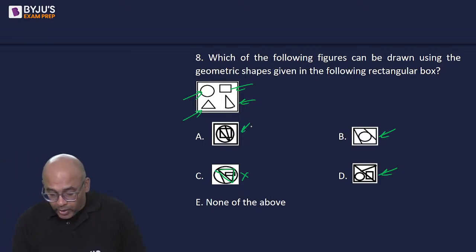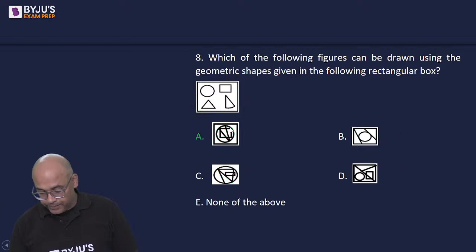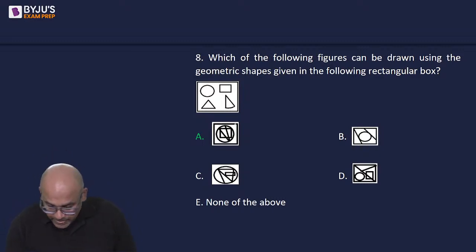So if you look at option A, you have a circle, you have a rectangle, you have a pizza slice, and you have a triangle also in this. So all of them are there in your option A. Hence, A is your correct answer. Okay. By the way, where is the triangle here? This is the triangle. This is a triangle. So everything is there.